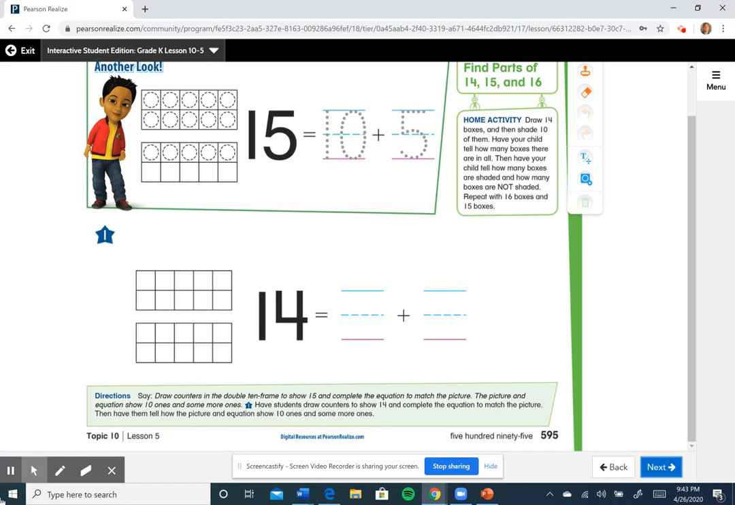Now, if you would like, you can do pages 595 and 596, but you don't have to today. You only need to do the first 2 pages, and if you want some extra practice, or you need some extra practice, you can do the 3rd page.